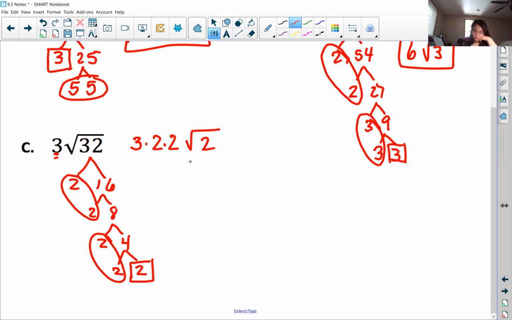3 times 2 is 6, times 2 more is 12. So there we get 12 square roots of 2.